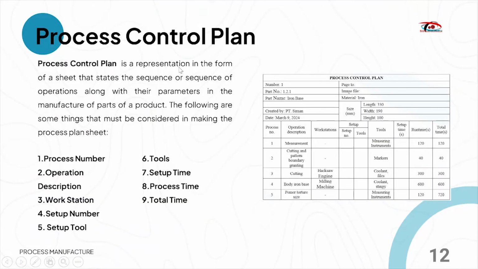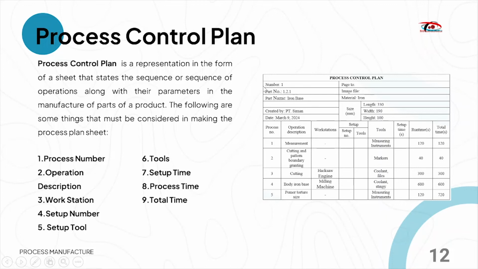Okay, next one is the process control plan. This is a representation in the form of a sheet that states the sequence of operations along with their parameters in the manufacture of parts of a product. In this process control plan, we have a process number, operation description, workstation, setup number, setup tools, until total time. Number, in here you can fill it with the number of the process.